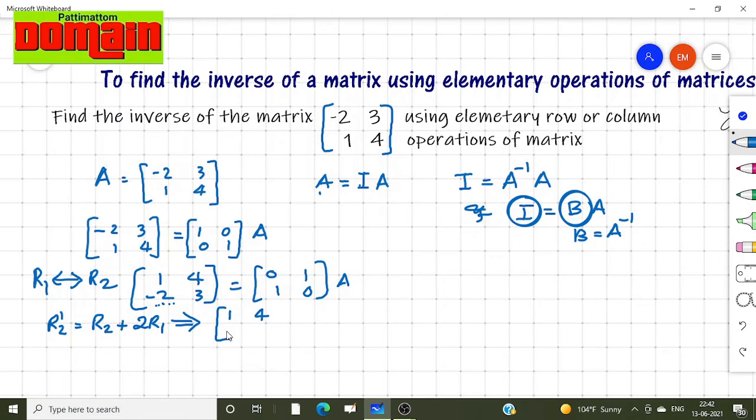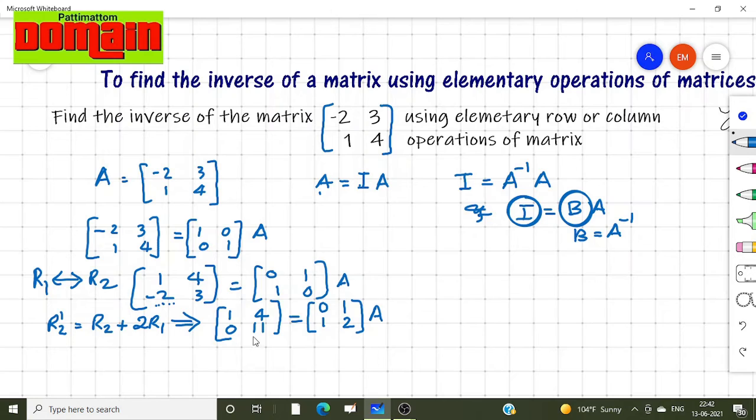Instead of -2, we get 0. Why? 2 times 1 is added with -2, so it becomes 0. 2 times 4 is 8, 8 plus 3 is 11. The same operation should be done on this side also. First row 0, 1. The second row we get by adding 2 times the first row to it. Here 1 only. Here it becomes 2, into A.